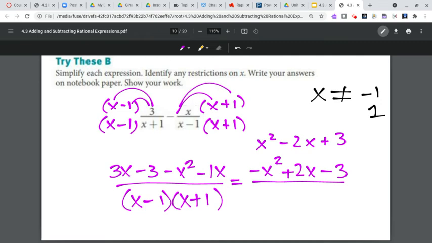I'm just going to go ahead and carry through my denominator. I can either FOIL it out or leave it in factored form. I'm going to choose to leave it in factored form. X minus 1 times x plus 1. Final answer is here.